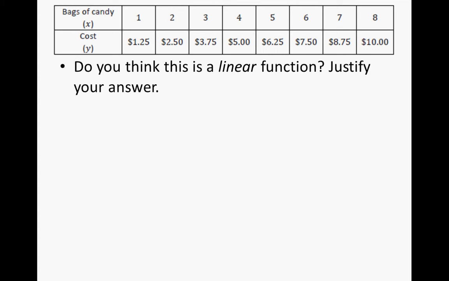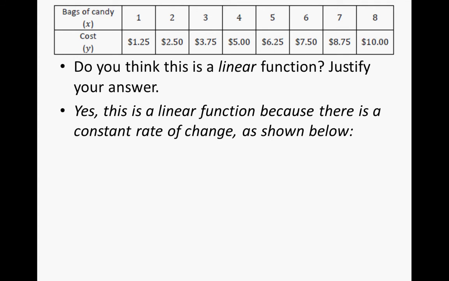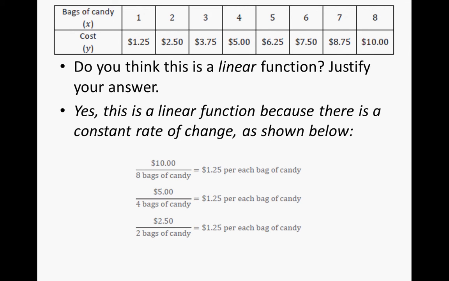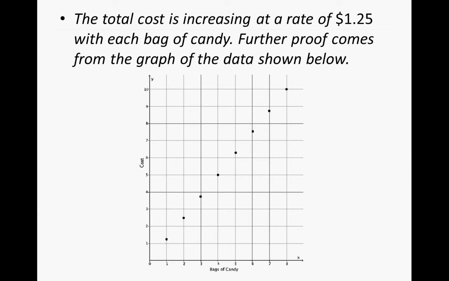Do you think this is a linear function? Justify your answer. Well, yes, this is a linear function because there is a constant rate of change as shown below. If we have 10 bags, or $10 and 8 bags of candy, then that is $1.25 per bag of candy. $5 for 4 bags of candy is $1.25, and $2.50 for 2 bags of candy is also $1.25. The total cost is increasing at a rate of $1.25 with each bag of candy. Further proof comes from the graph of the data shown below.